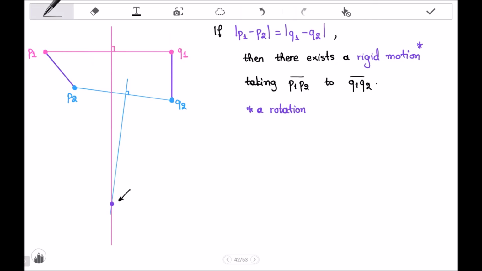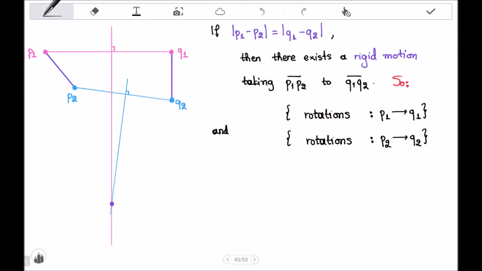And you can actually check that, because these distances are the same, the angle by which you rotate to do this movement is the same angle by which you need to rotate to do this. So it turns out that yes, there is a positively oriented rotation which does exactly what I want. So let's look at the set of rotations that do these things.